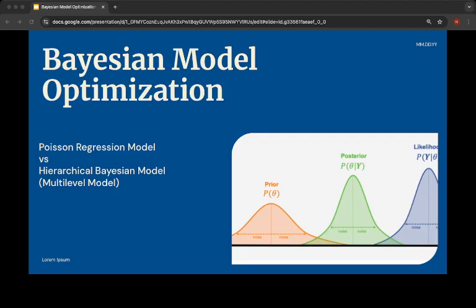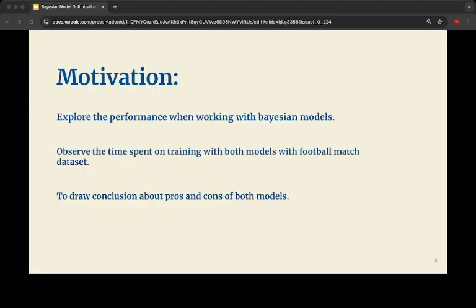It's a Bayesian model optimization, the single level model and multi-level model comparison. The motivation for this project is to explore performance when working with Bayesian models, to observe the time that's spent on training with both models with a football match dataset. And then we draw the conclusion about the pros and cons of both models.